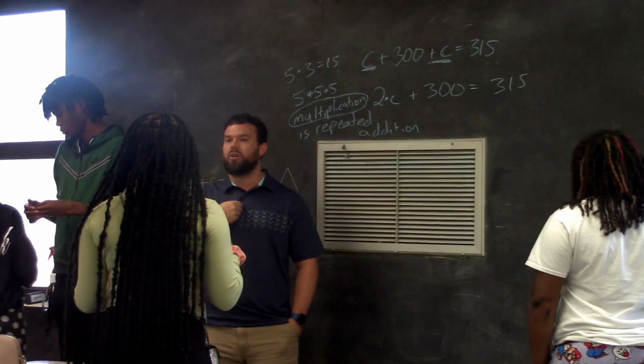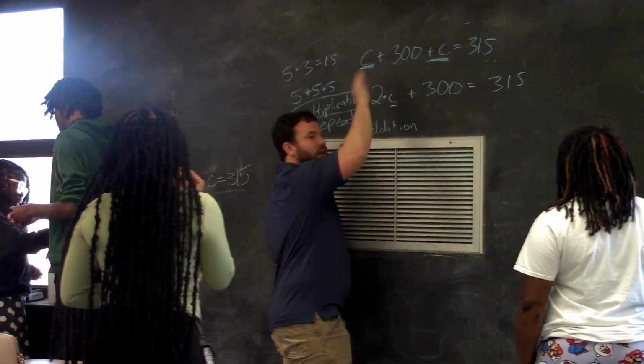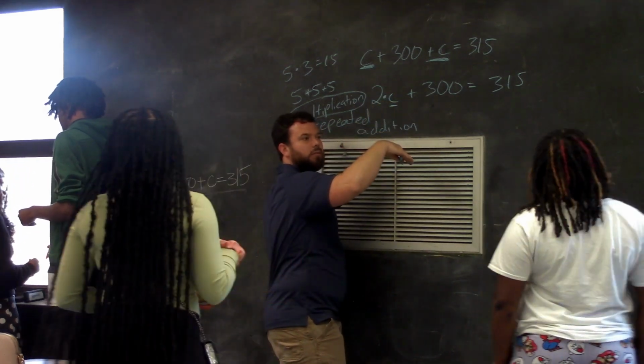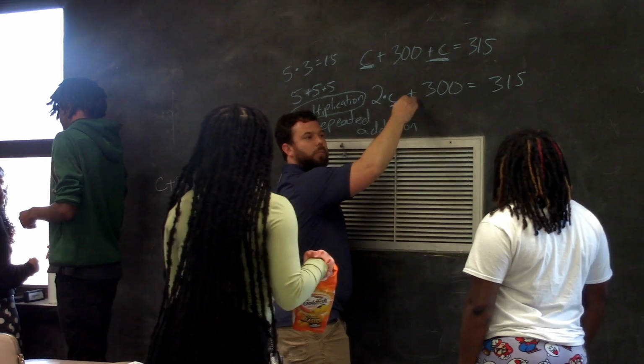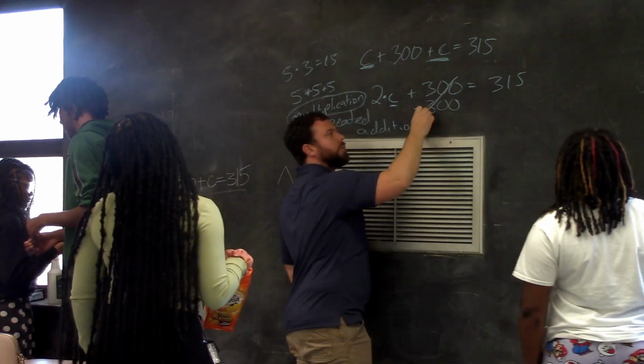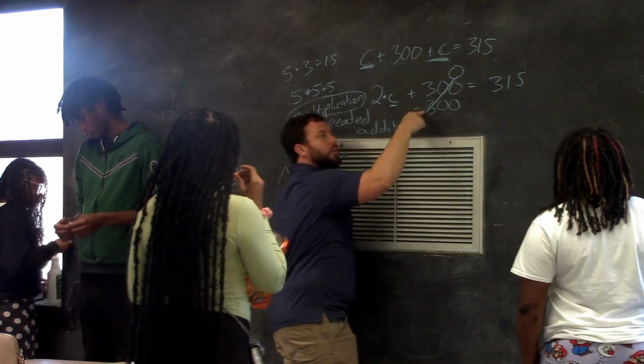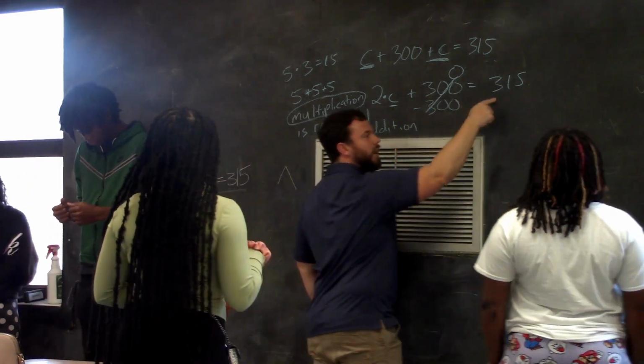What am I trying to solve for? C. So I got to get rid of the stuff around that C. What gets rid of 300? The plus 300. Minus 300. 300 minus 300 doesn't just cancel, it makes a 0. And then whatever I do to one side of the equation, I have to do it to the other.